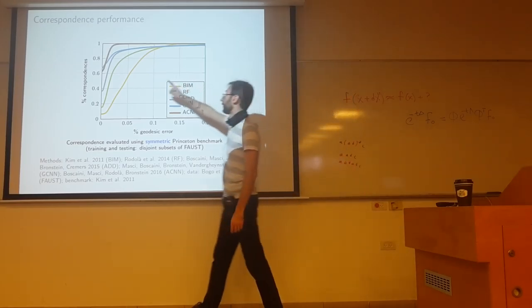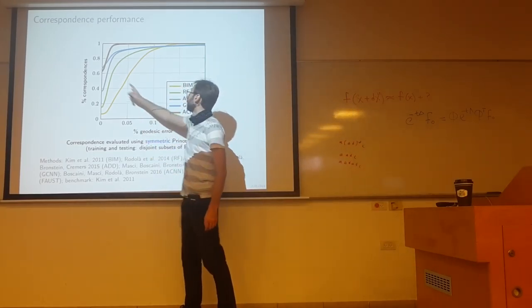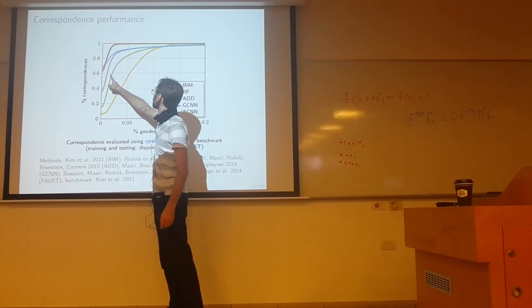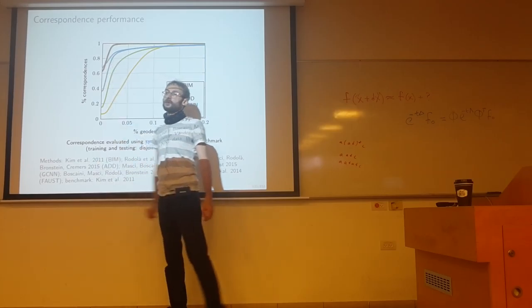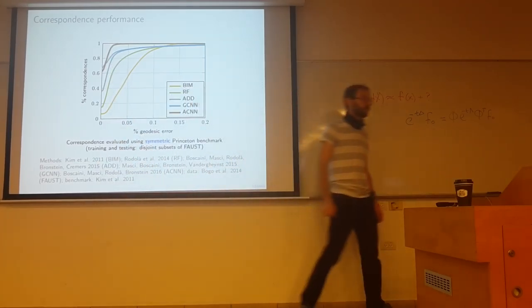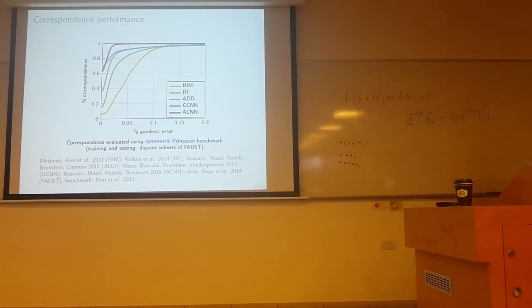So this is the correspondence performance. Here we pose the correspondence, as I showed before, as a classification problem. Just to give you an idea, this is blended intrinsic map. This is random forest. This is GCNN. This is anisotropic CNN. So it's very good. You can actually see that for above 60% of points, you have zero correspondence error.